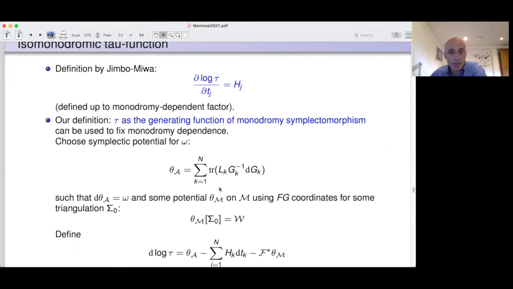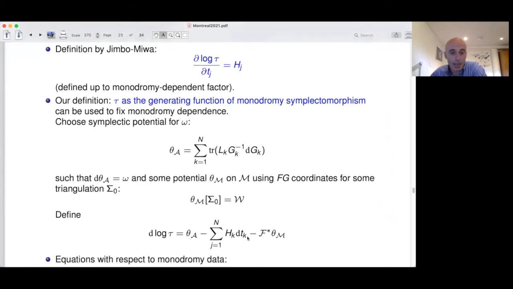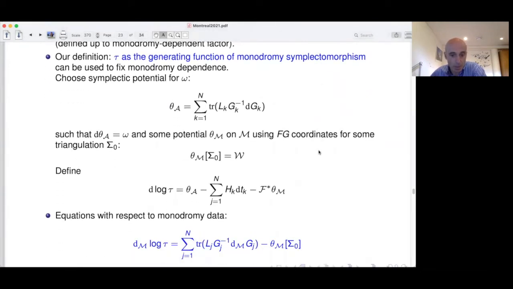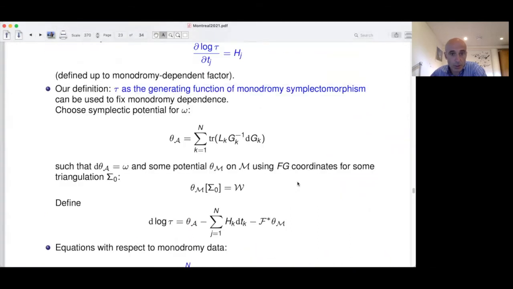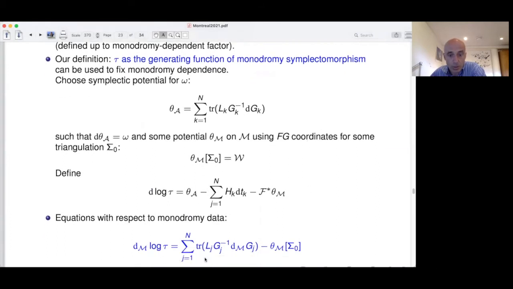We choose some symplectic potential on the LG side, on the space of coefficients of my equation, and we choose another symplectic potential on the character variety. And that symplectic potential on the character variety we define using Fock-Goncharov coordinates. And then, in addition to these equations for the tau function with respect to t variables, we get a natural equation for the tau function's dependence on monodromy variables, which looks like that. So here we take g's and differentiate them with respect to monodromies.